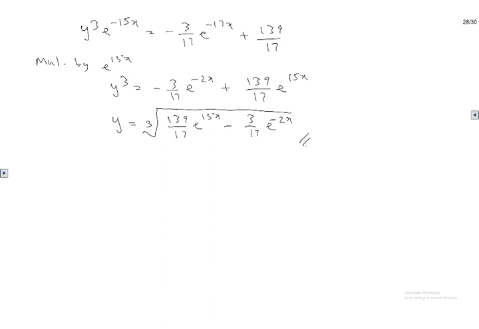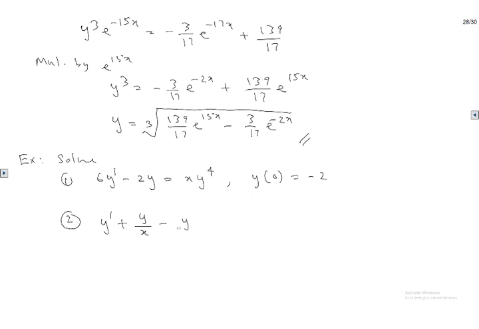Okay, so I'm going to give you two problems for you to try. So solve the first one, 6y prime minus 2y equal x y to the 4th along with y(0) equal negative 2. And the second problem is y prime plus y over x minus square root y equals 0 along with y(1) equals 0. Okay, so why don't you try those two, and you can find the solution in the description. Thank you. So this is the end of the Bernoulli's technique, or the third method of the substitution method.